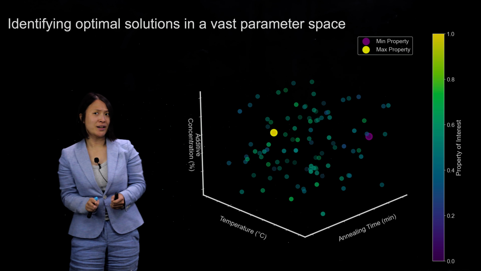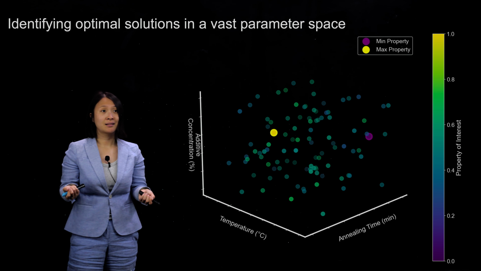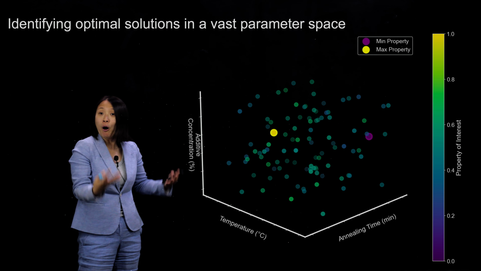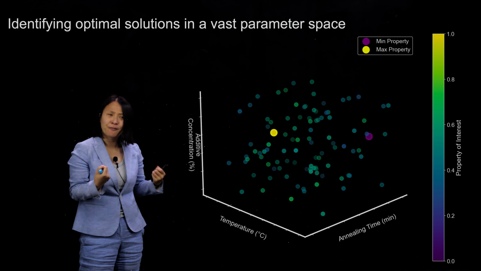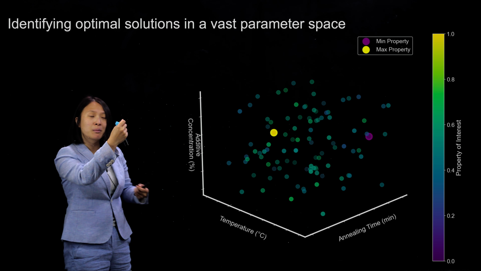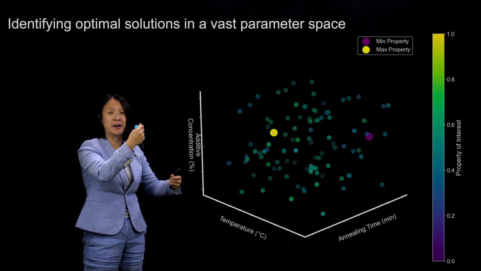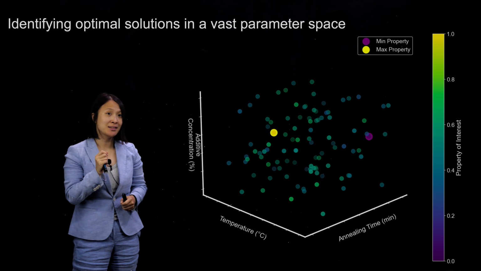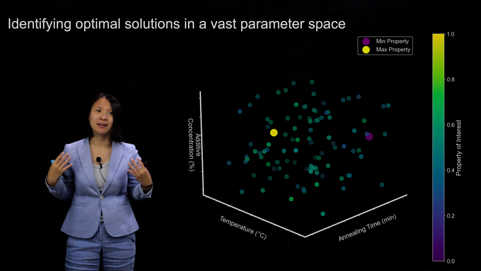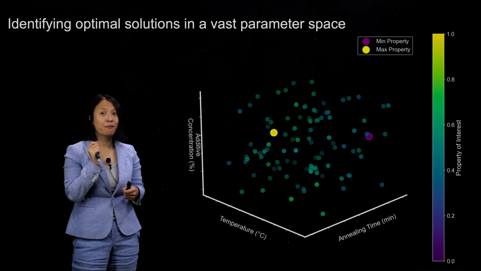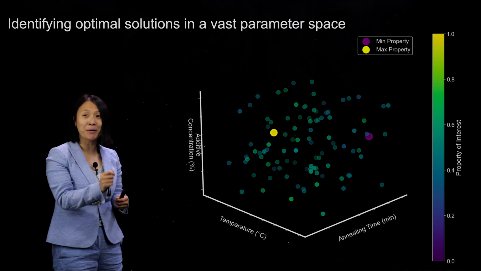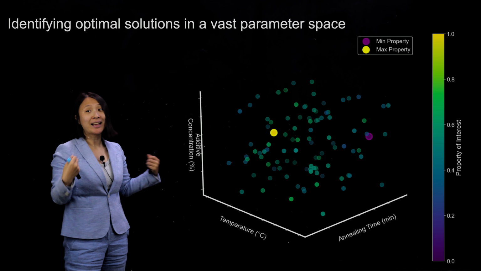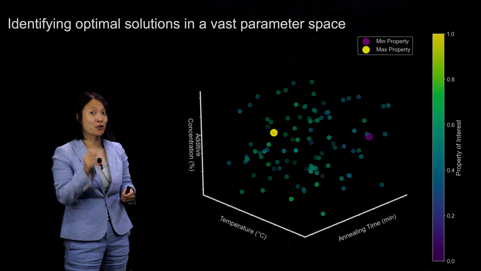But there are 2 questions here. The first, when we have a vast parameter space, when we are trying to optimize, how do we find the maximum or the minimum property of interest within this large space? And second question, we have limited time and resources. How do we find our desired property within this parameter space quickly and ideally with the least number of trial and errors?